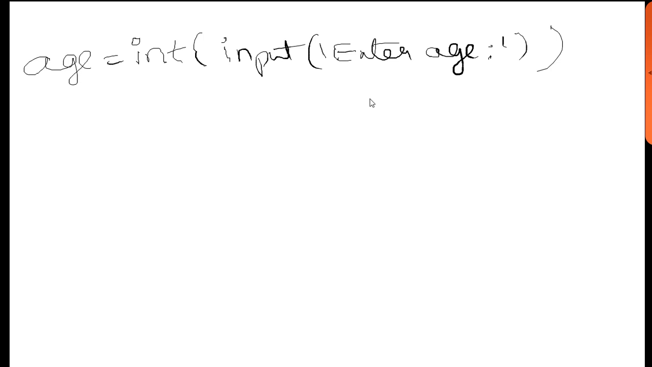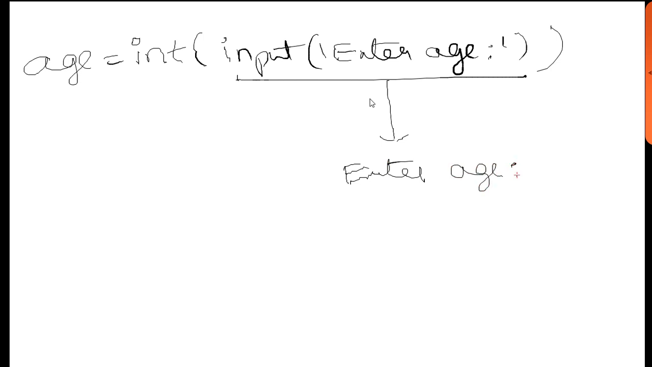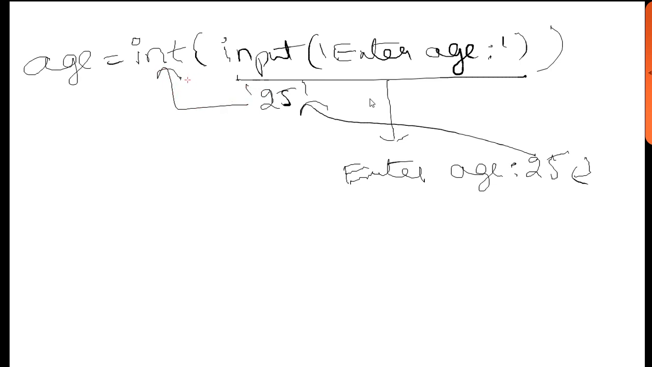Now what happens is this input function will ask the user to enter age. Suppose I am giving age 25 and pressing enter. This 25 will be taken by the input function in the form of a string. This string is immediately converted into an integer and assigned to age. Therefore age is now an integer value, which is 25. This is how the input function reads values from the keyboard.